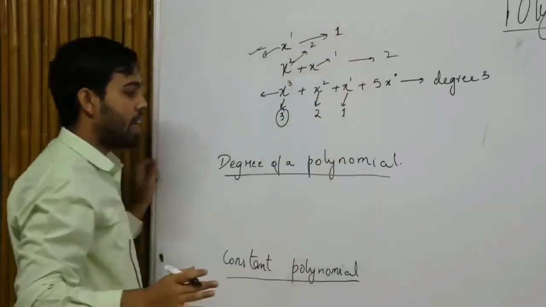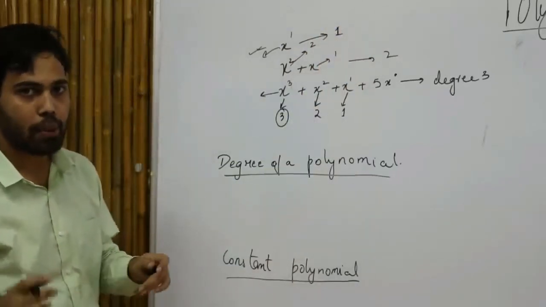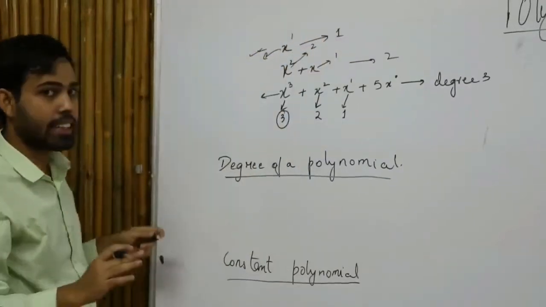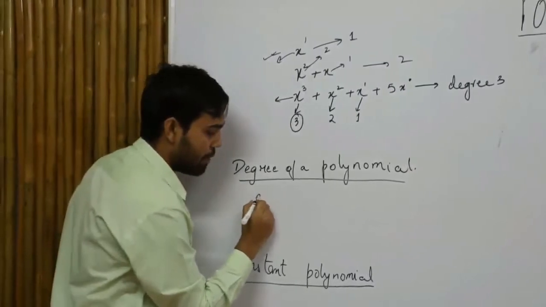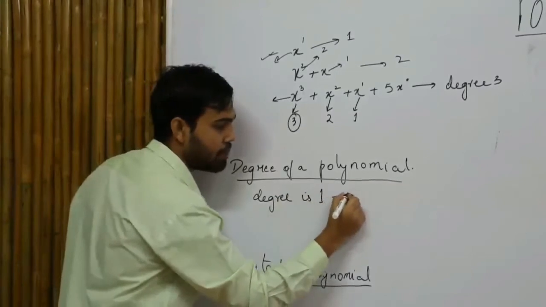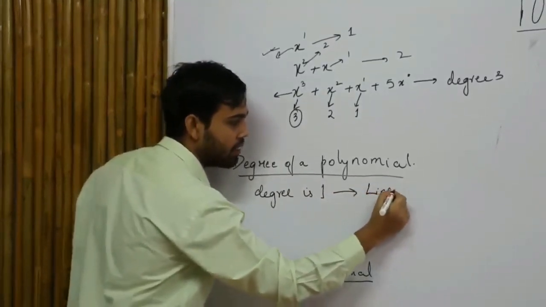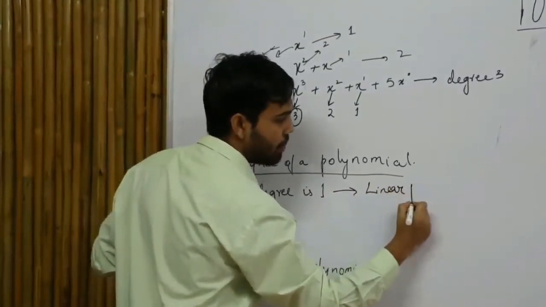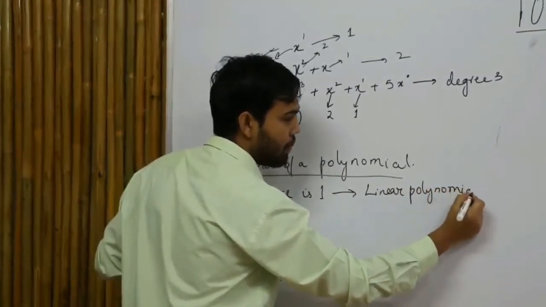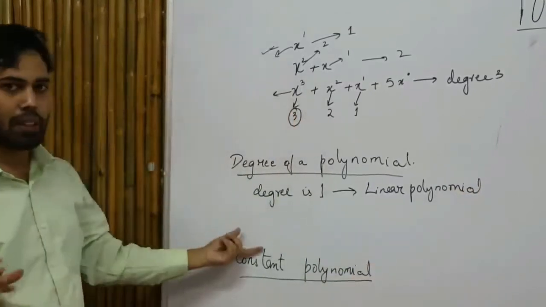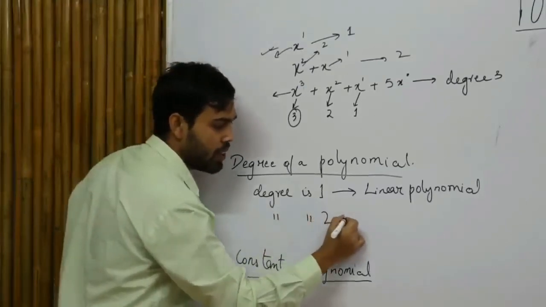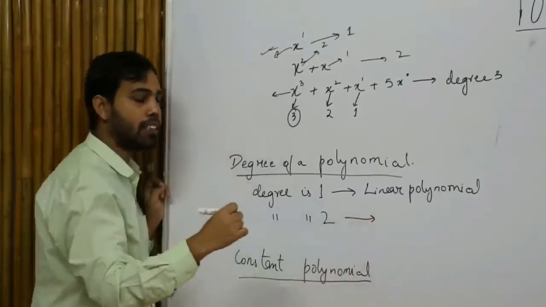So from here, I have three other important polynomials. The first case, where the degree is 1, is said to be a linear polynomial. Linear polynomial. So keep this in mind. What is a linear polynomial? It simply means the degree of the polynomial is 1. If the degree is 2, I say that this polynomial is a quadratic polynomial.